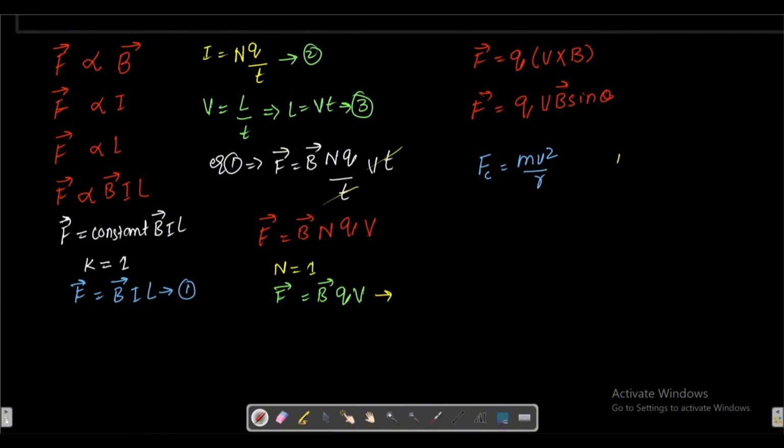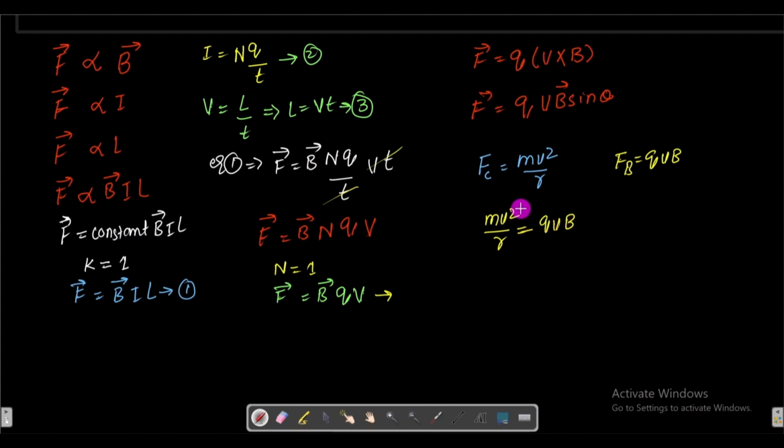Here we have F of B, which is equal to q, v, and B. So this F of B is responsible for the centripetal force, so this equation and this equation are the same. This is the source of the centripetal force. Therefore, we can write mv square by r is equal to q v B.